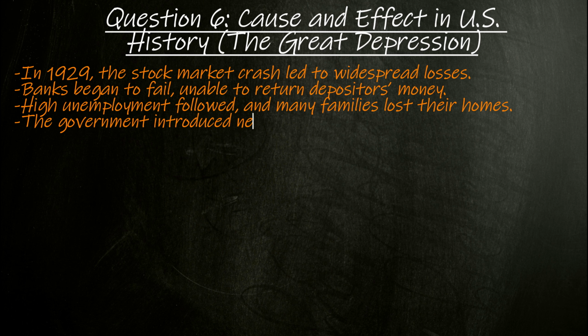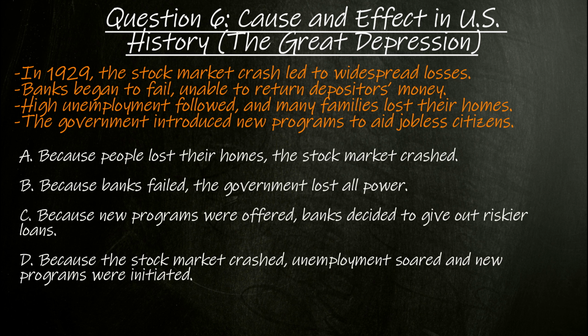Remember, cause and effect is about understanding how one event leads to another. In the context of this question about the Great Depression, cause refers to something that sets events in motion, while effect is the result or consequence of that cause. For example, the stock market crash of 1929 is a cause. It triggered financial instability. One major effect of that crash was that banks started failing because they couldn't return people's money. This, in turn, led to high unemployment, which then caused many families to lose their homes. In response to these hardships, the government created new programs to help jobless citizens, another effect of the economic crisis.